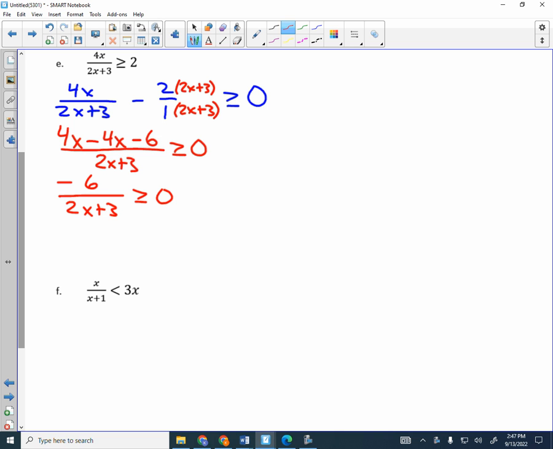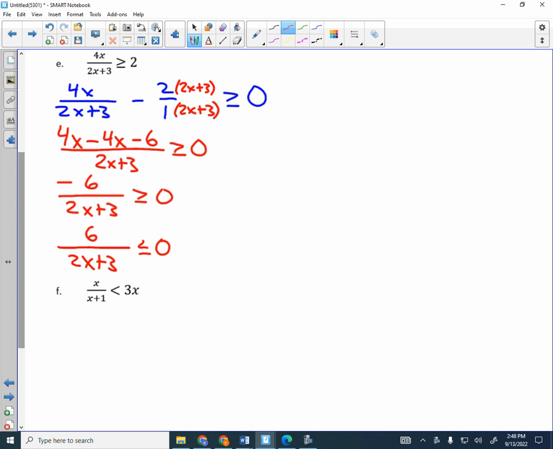I said that I don't like negatives. So what do you want to do? Multiply by a negative, and we get 6 over 2x plus 3 is less than or equal to 0. We good there? Now you understand why we spent some time adding and subtracting fractions so we could get to that point. Is the top ever equal to 0? No. Is the bottom ever equal to 0? Yeah. What value could you plug in for x to get 0?